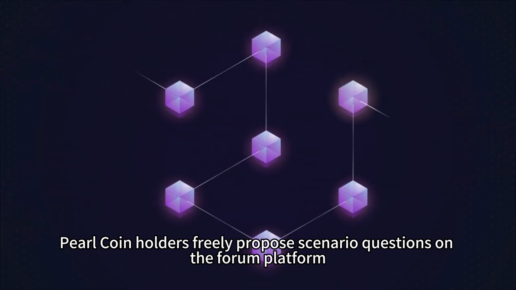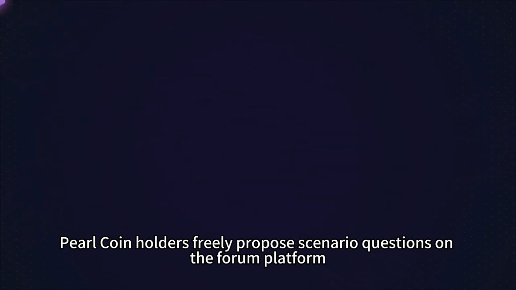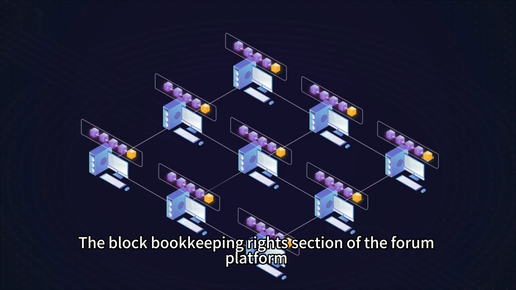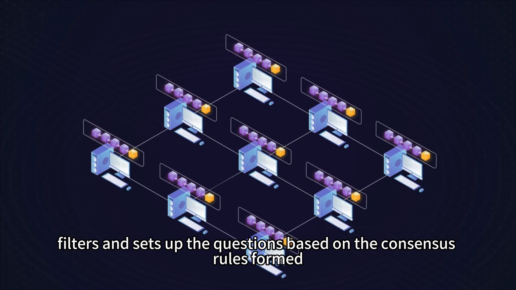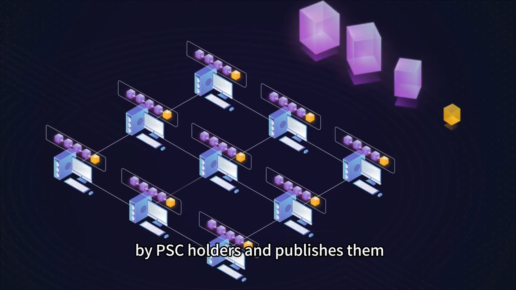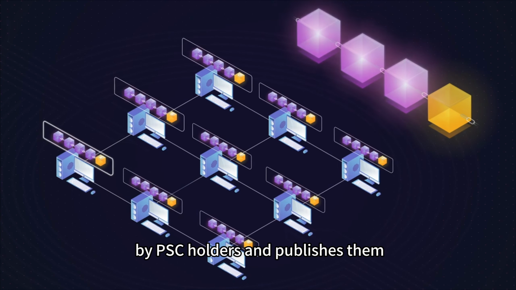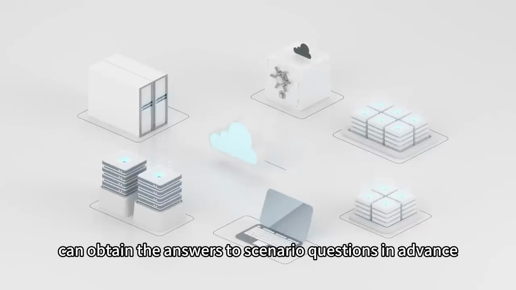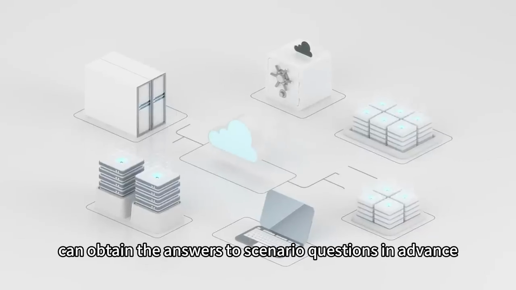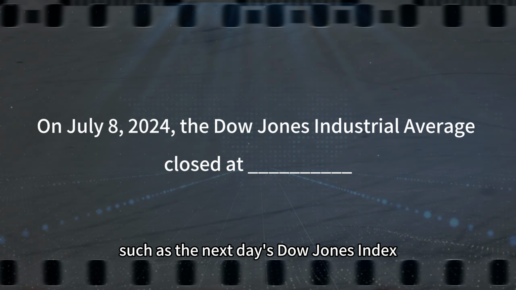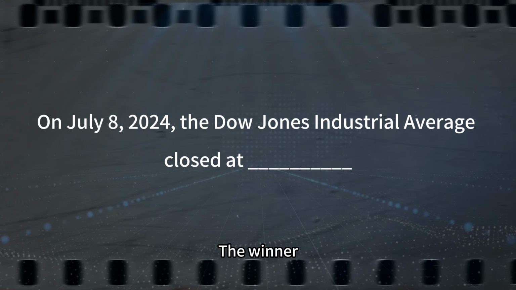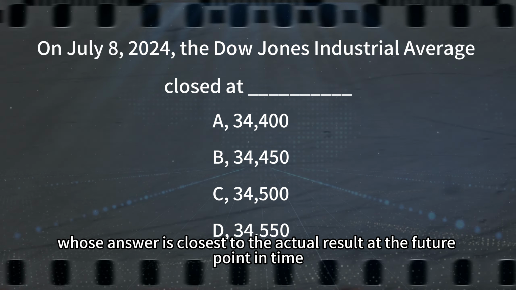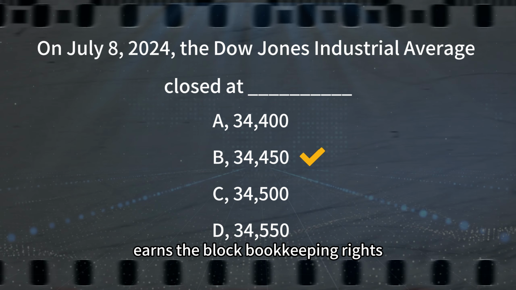Pearl coin holders freely propose scenario questions on the forum platform. The block bookkeeping rights section of the forum platform filters and sets up the questions based on the consensus rules formed by PSC holders and publishes them. No one, including the Pearl Standard Function platform, can obtain the answers to scenario questions in advance, such as the next day's Dow Jones Index. The winner, whose answer is closest to the actual result at the future point in time, earns the block bookkeeping rights.